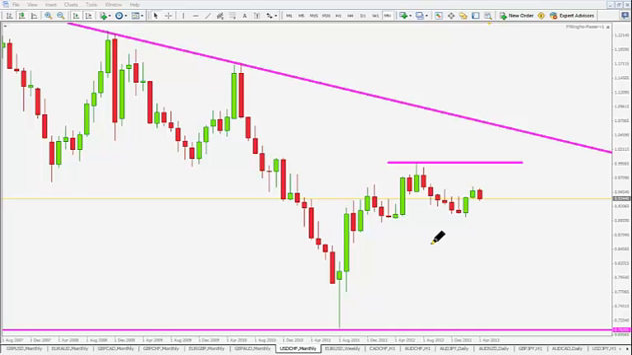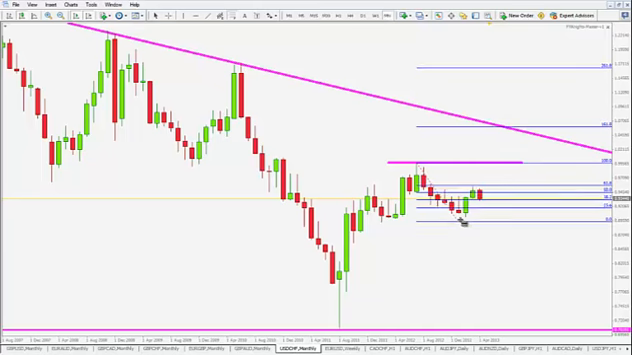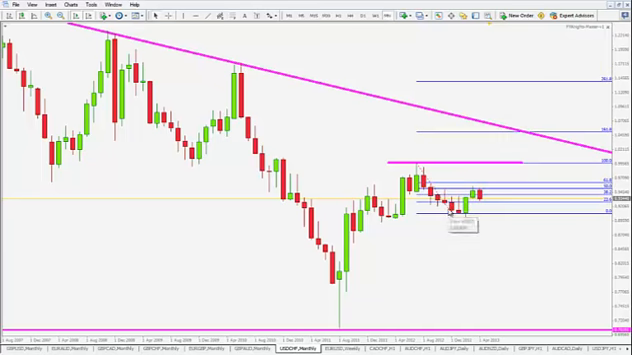On the monthly time frame of the American dollar versus the Swiss franc, price action is not clear enough. Possibly we may want to draw a Fibonacci tool from this point to this one here.